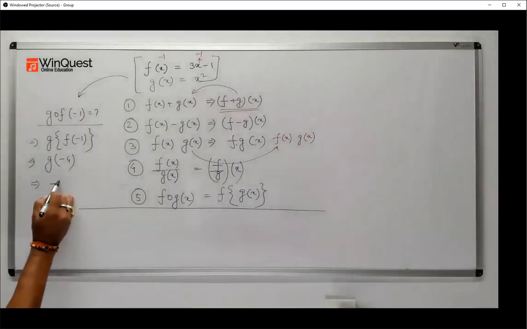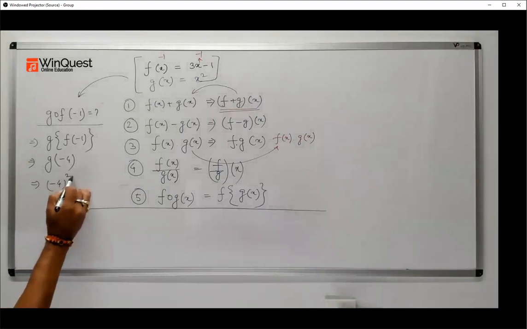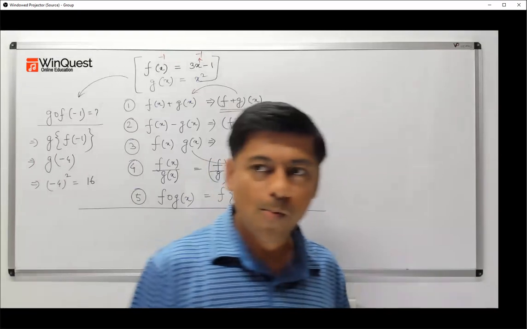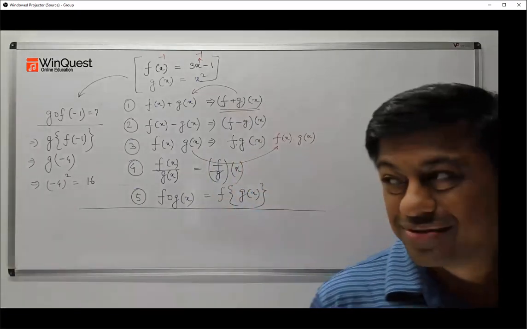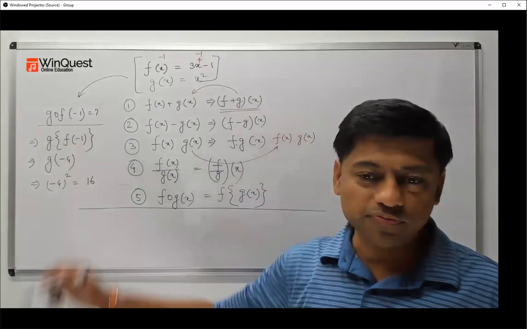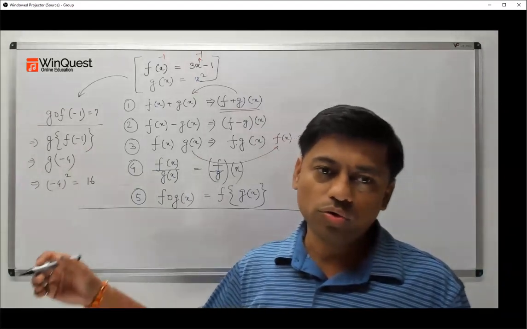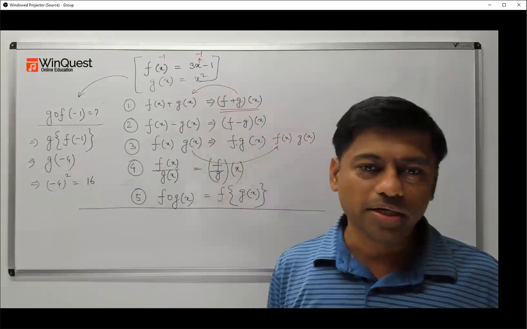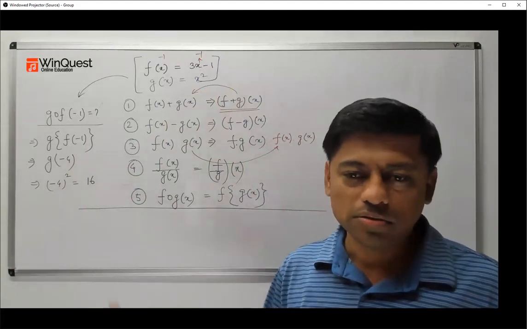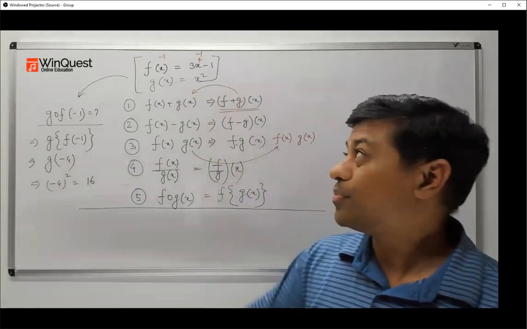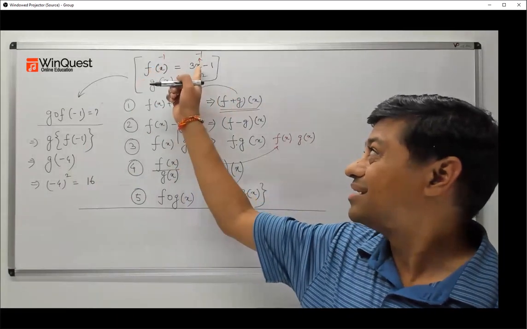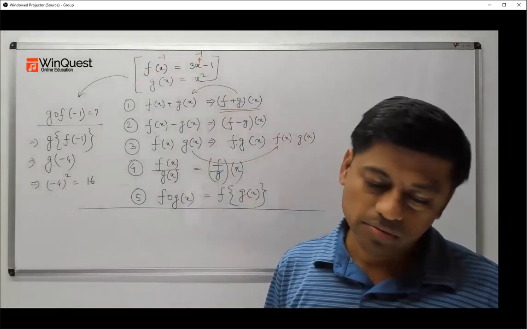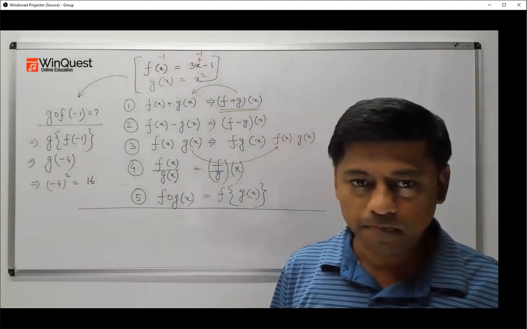Can I ask a question? Go ahead. Can you repeat where you got -4 from? -4 is f of -1. I told you, look at the function f(x), put x equal to -1 and tell me the result. When you put -1 in the function f(x), what happens? You get -4. Is that clear? Yeah.